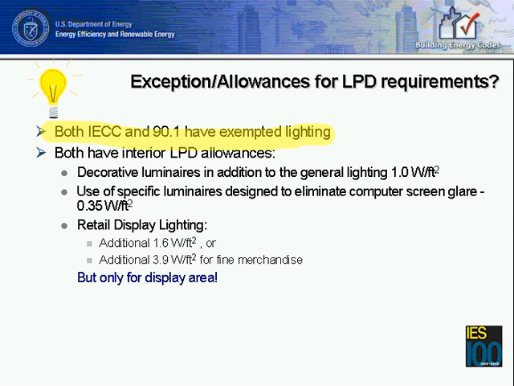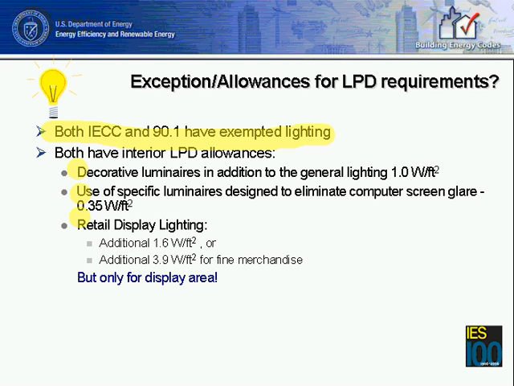Both IECC and 90.1 also have interior lighting power density allowances, and these are very important, certainly in retail and other decorative applications. Some designs will need some allowances to show compliance. There are three basic allowances, one for decorative, which can be used in most spaces. A good example would be a chandelier, which is not part of the general lighting, but is there purely for decorative purposes. Another one that's currently in there is for the use of specific luminaires for computer screen glare issues. And the final one, which is probably the most important, is retail display lighting.